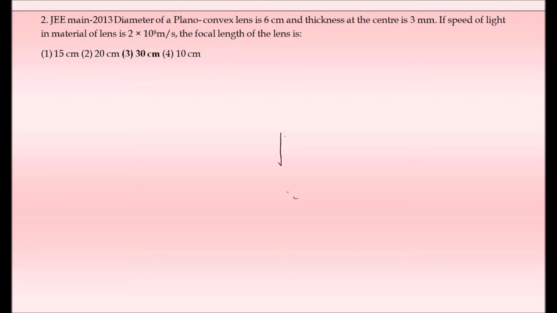And suppose this is our plano-convex lens. So this is a part of a sphere having radius equal to r. This curve, this convex surface, that is surface 2, is a part of a sphere having radius equal to r. Consider this point as O, this point as A, and this point as B.